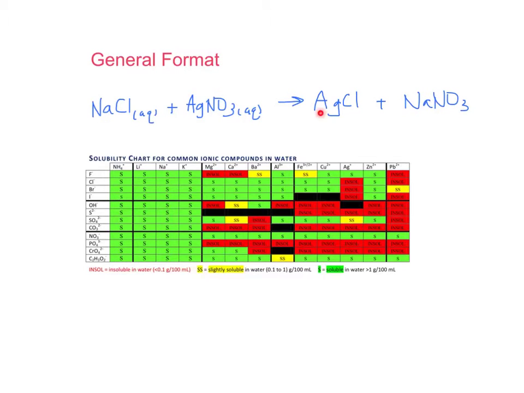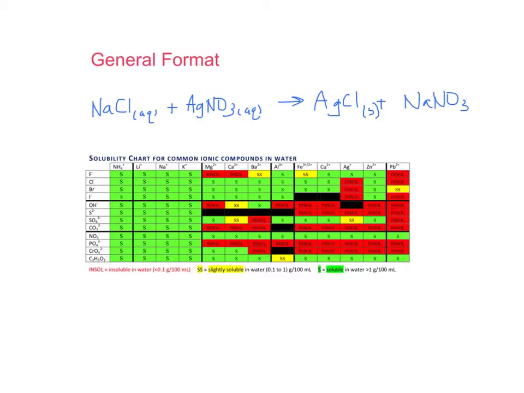So the key thing I want you to pay attention to is if you look at your two products, like silver chloride here, we'll find silver. Notice it's right here in the column. And then you're going to go down to chloride. Notice it says insoluble. So that tells me that silver chloride is a precipitate. So we can denote that with the solid.